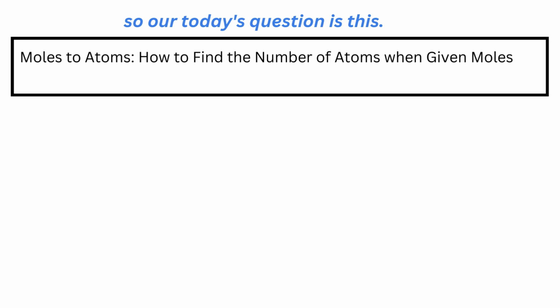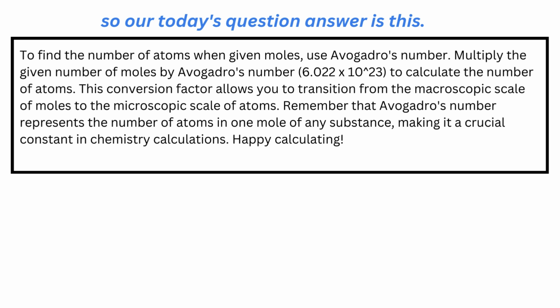Moles to atoms. How to find the number of atoms when given moles? Correct answer is to find the number of atoms when given moles, use Avogadro's number. Multiply the given number of moles by Avogadro's number, 6.022 times 10^23, to calculate the number of atoms.